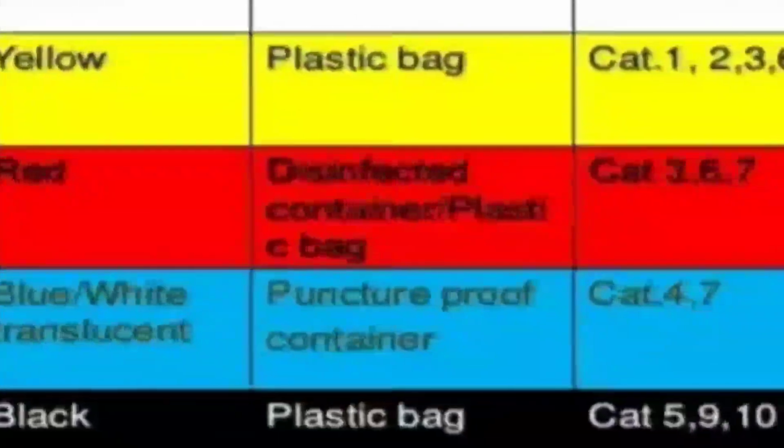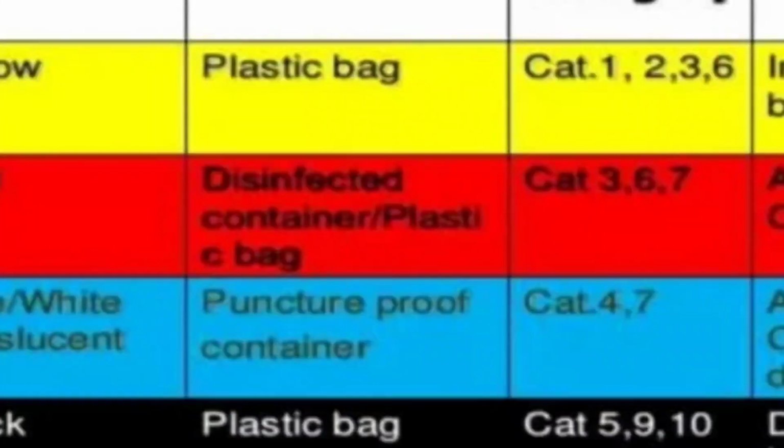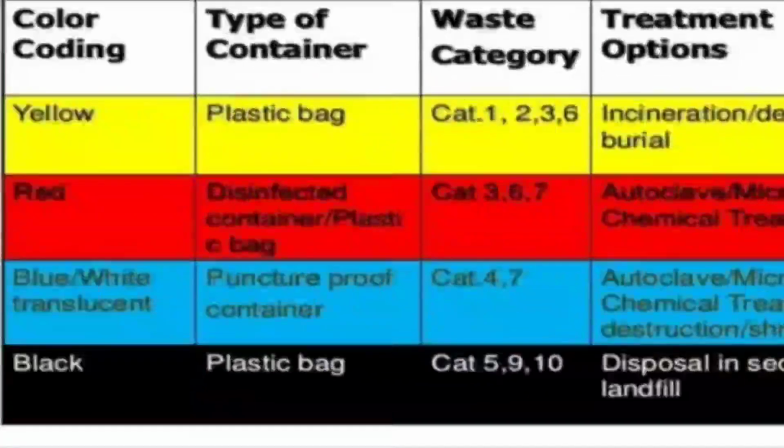Next is blue or white or translucent. So puncture proof container, category 4 and category 7 come under this category. Same, autoclave, microwave, chemical treatment, shredding, microwaving, everything you can do. Black plastic bag, that is category 5, 9, 10. Disposal in secured landfill, you have to dispose it. So red is contaminated, so you have to be very cautious with the red.